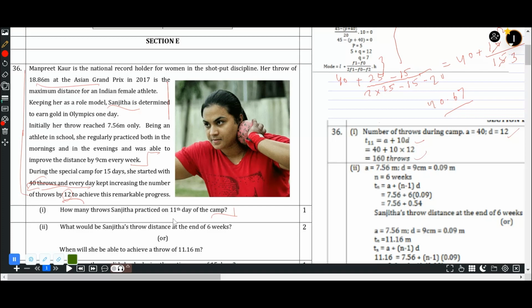And then you have the second part of the question: what would be Sanjita's throw distance at the end of 6 weeks? Now if you see, she started with a throw distance of 7.56 meters only. So the next AP begins when the first term is 7.56 meters.